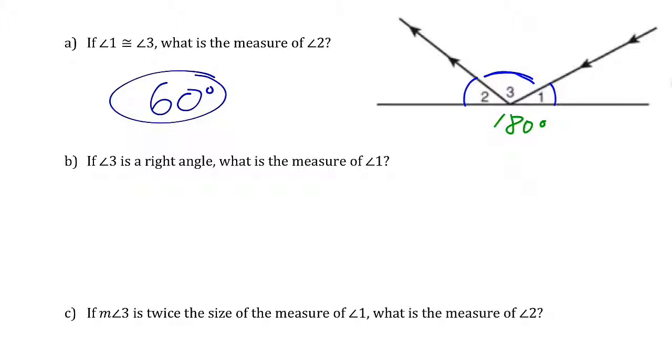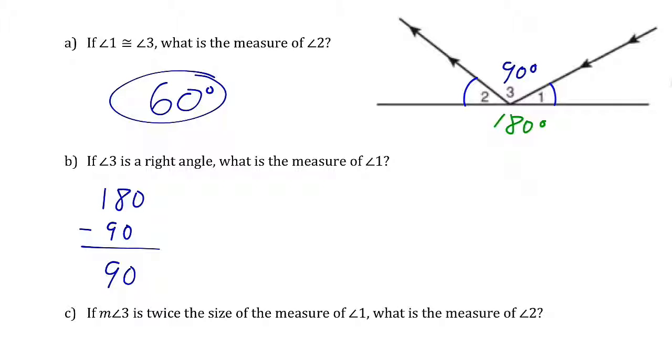Okay, now it says, what if angle 3, so start over, forget that last part, what we said here. Now it says angle 3 is a right angle. Okay, so I'm going to make this a right angle, which means how many degrees? 90, that's right. Well, again, we know they all add up to 180.